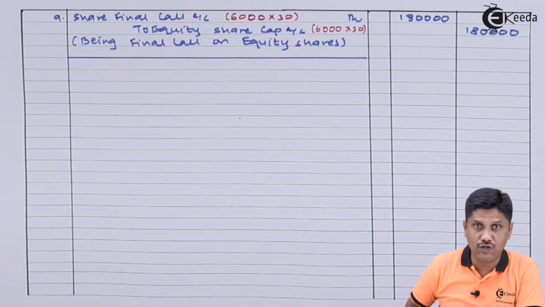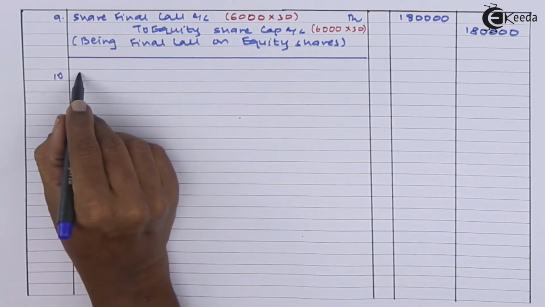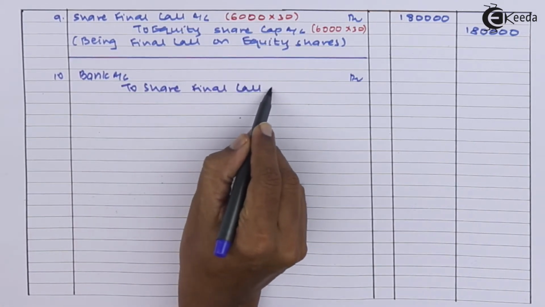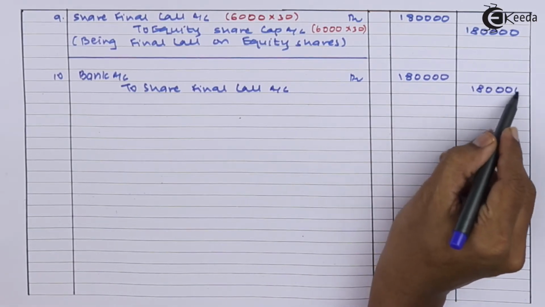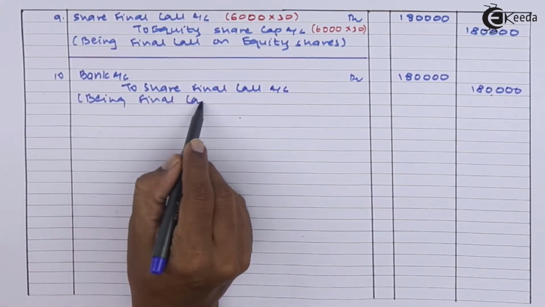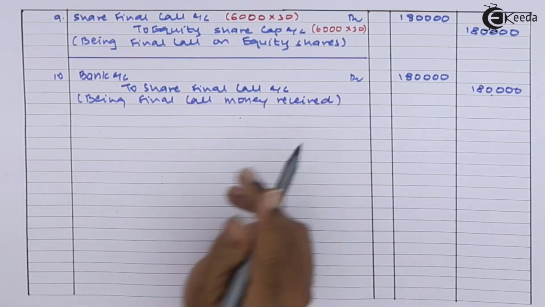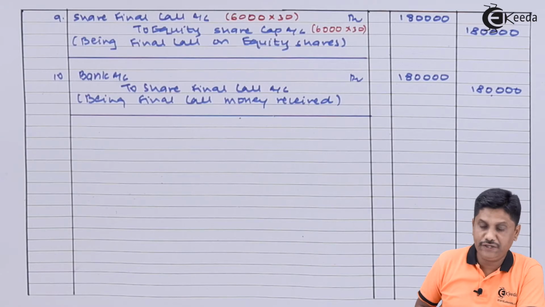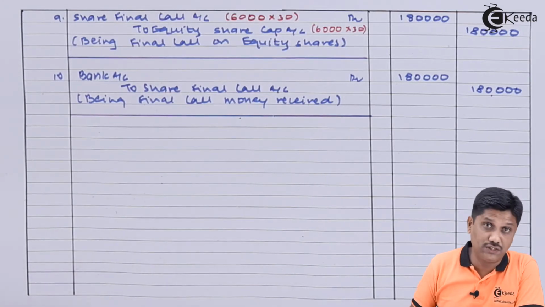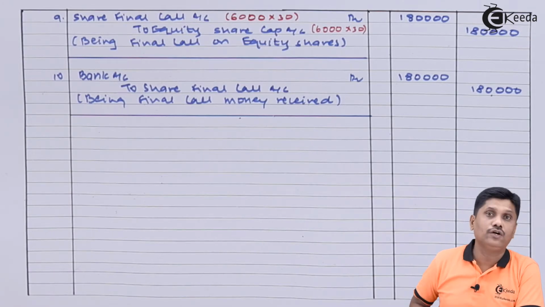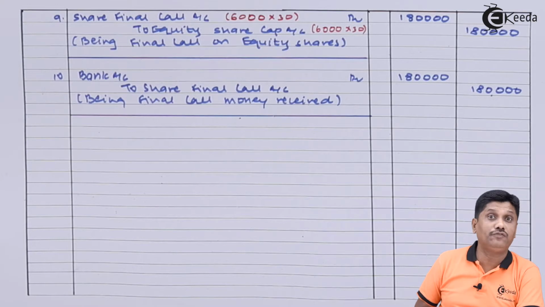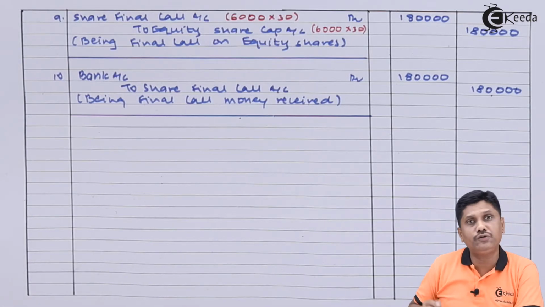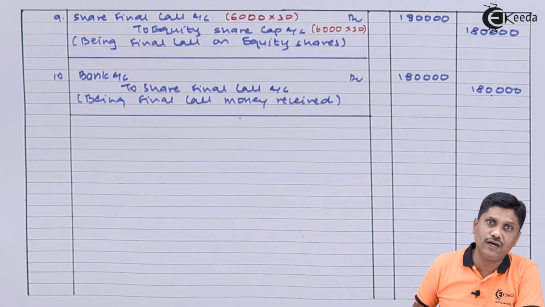Next step is we will receive the call. So let us pass entry number 2 for that. So friends, your entry is bank account debit to share final call. So we collected the final call money on equity shares. What they are saying, these shares of rupees 60 each, now they are fully paid. They are converted or they are reduced to rupees 7.50 each. So we are cancelling 52.50. So we'll pass the entry for cancellation of capital, reduction of capital. So my entry will be old capital account debit to new capital, and the difference we will transfer to capital reduction account. So let's do the entry.